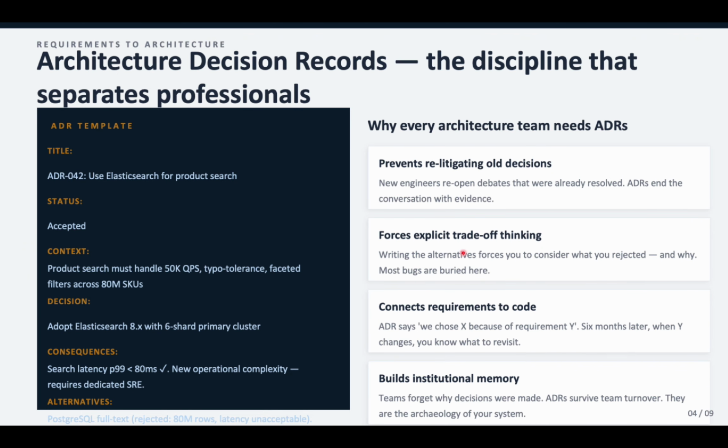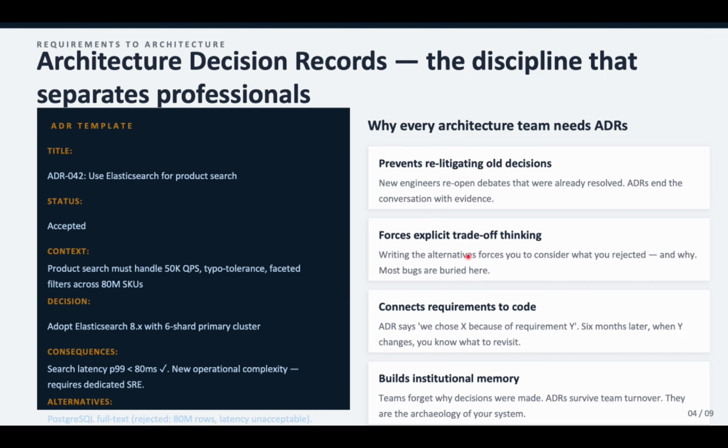Now look at the 4 reasons on the right-hand side. ADRs prevent relitigating decisions. Every team has that new engineer who joined 6 months after a decision was made and says, why didn't you just use X? Within the ADR, the answer is right there: we considered X, here is why we rejected it, and the conversation ends before it starts, right?